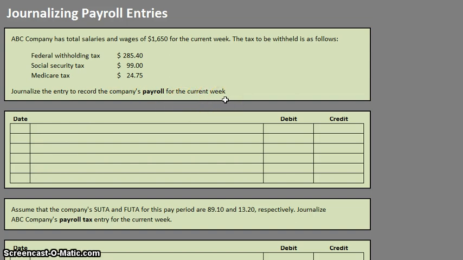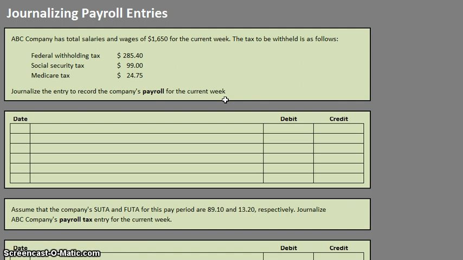So first things first, I do want to talk about the difference between gross pay and net pay as it relates to payroll. An employee's gross pay is the total amount that they earn during a pay period. So whatever hours they work times their hourly wage, with any overtime in mind.